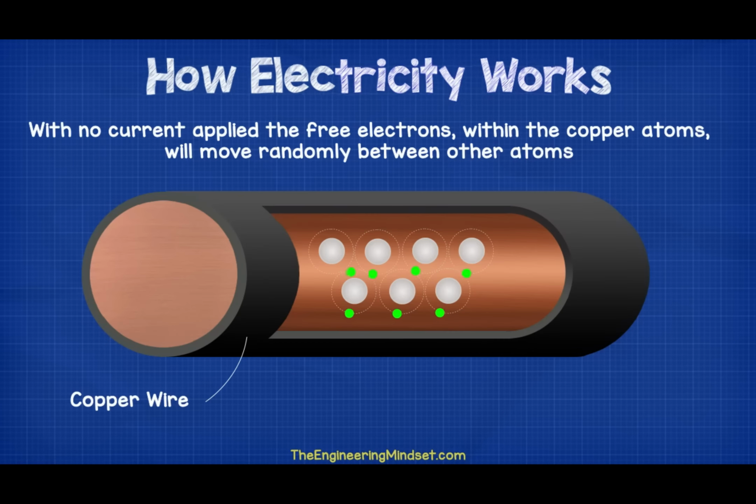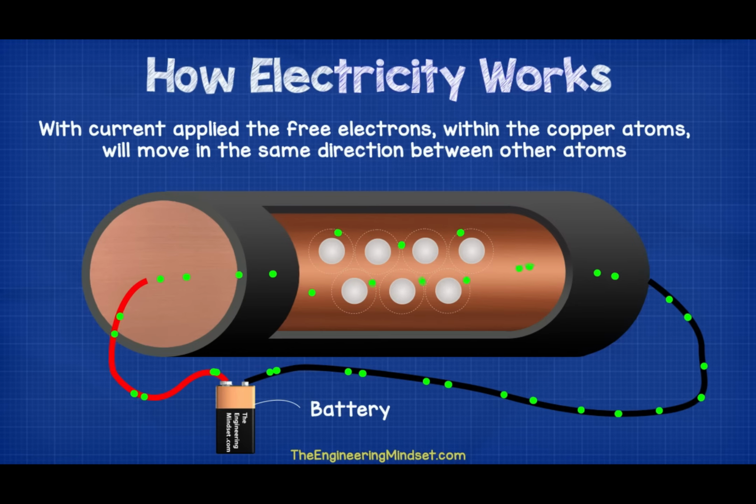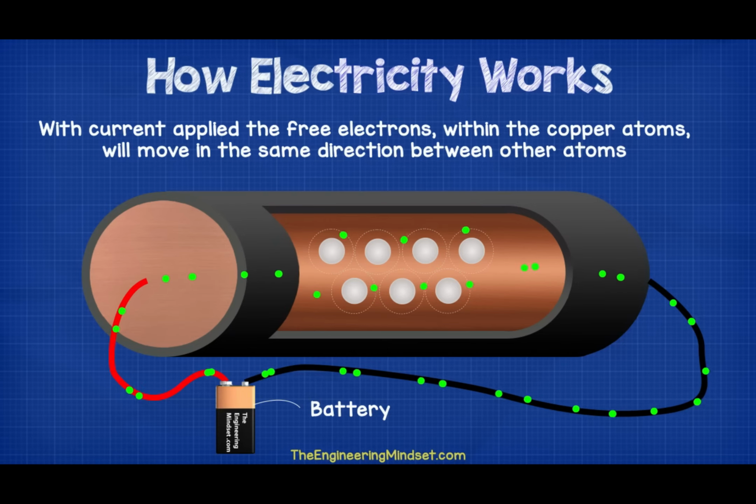If we look inside a slice of copper cable at the free electrons surrounding the nucleus of the copper atom, you'll see that the free electrons are able to move to other atoms, but this happens randomly in any direction. If we then connect the slice of copper cable to a closed circuit with a power source, such as a battery, then the voltage will force the electrons to move, and these will then all flow in the same direction to try and get back to the other terminal of the battery.